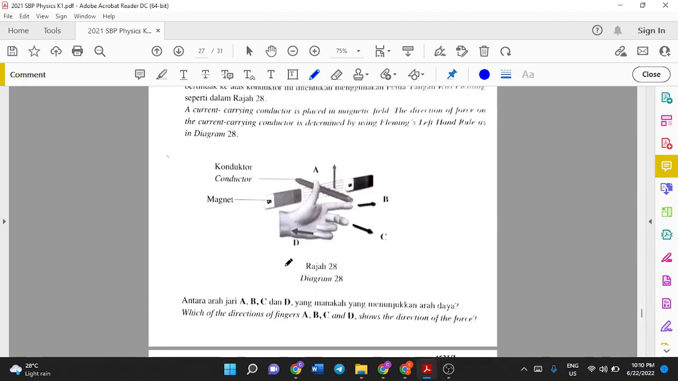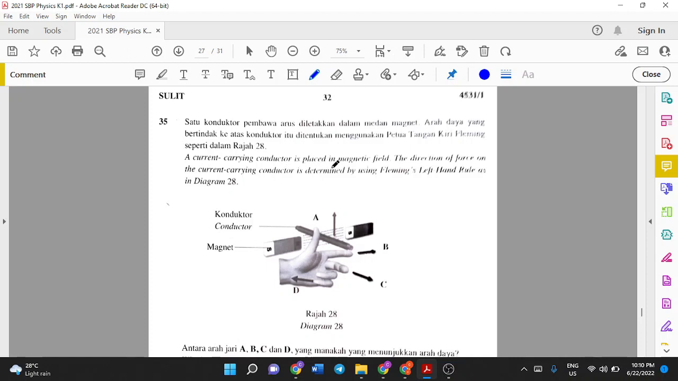Okay. 35. A current-carrying conductor is placed in a magnetic field. The direction of force on the current-carrying conductor is determined by using Fleming's left-hand rule, as in diagram 28. So you just remember F, B, I. Okay. So F is your force, B is the direction of magnetic field, and I is your current. So in this question, they want us to find the direction of force, so the answer should be A.